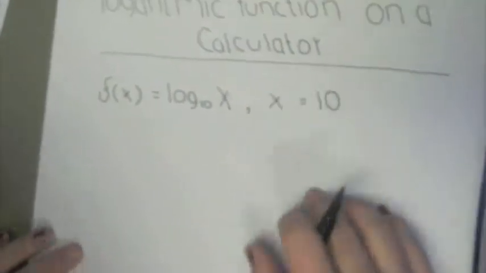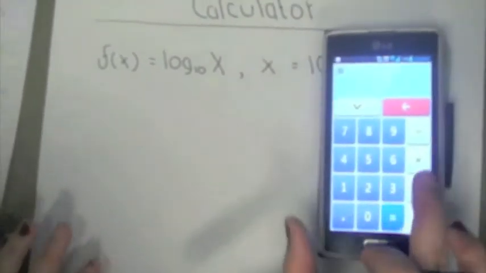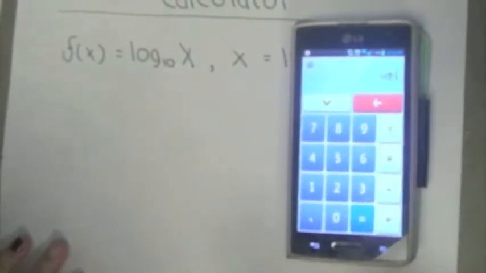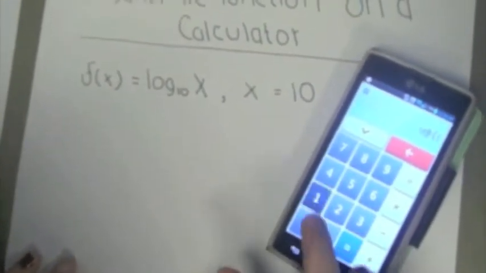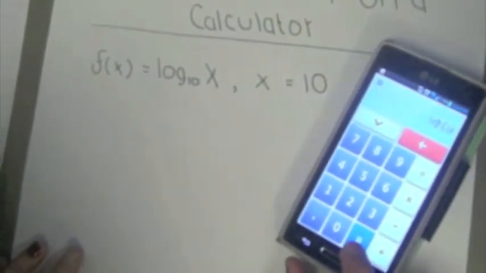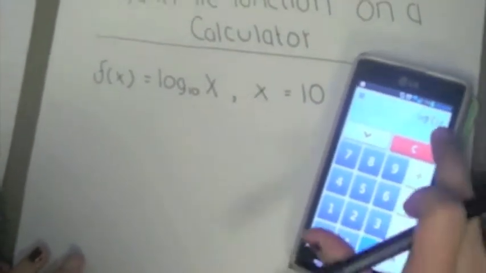You would input this in the calculator by first pressing the function log. Then, since x is 10, you would input the number 10 and press enter. Your calculator will then display the answer, and here we get 1.